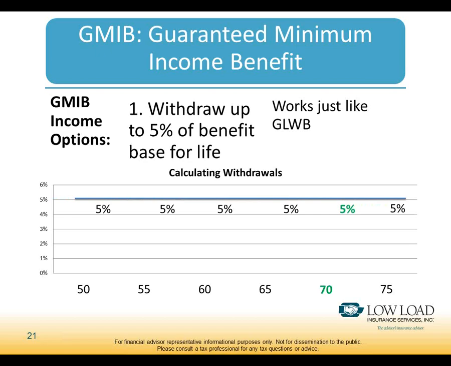And actually, this rider is primarily used by one insurance company. Their mascot is Snoopy. I'm sure you probably know who I'm talking about. This is what a majority of their income riders are on their annuities. So with this rider, you can withdraw 5% for life.